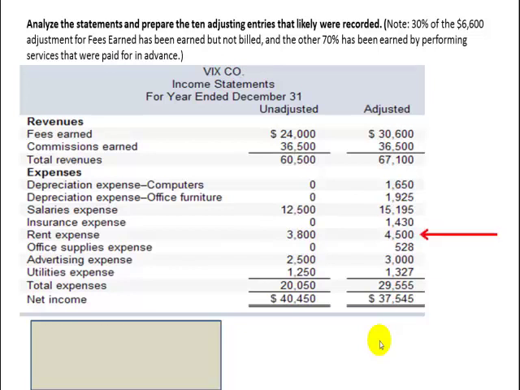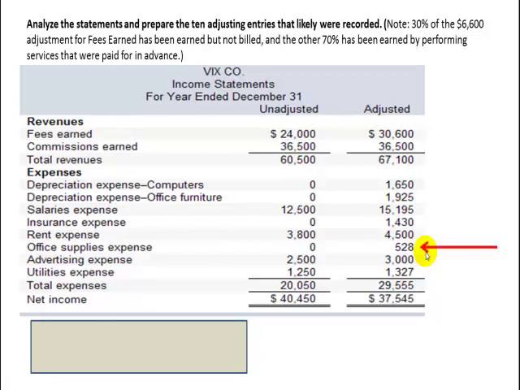Next we have rent, which went from $3,800 to $4,500, and that's most likely going to be an adjusting entry of $700 for a debit to rent expense and a credit to rent payable. Next, office supplies expense was $0, now it's $528, and that's going to be office supplies expense, a debit for $528, and a credit to office supplies, the asset account, for $528.